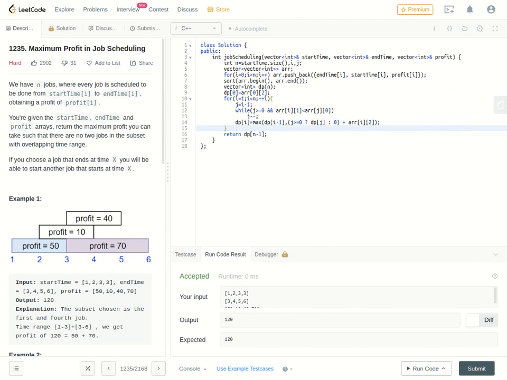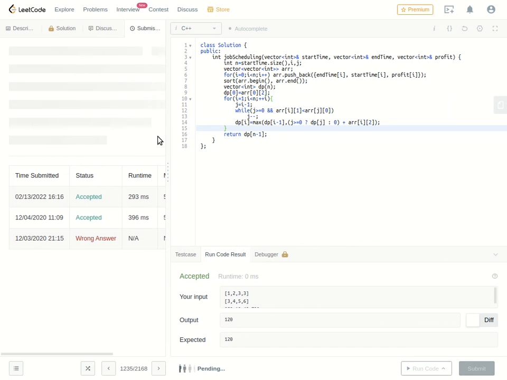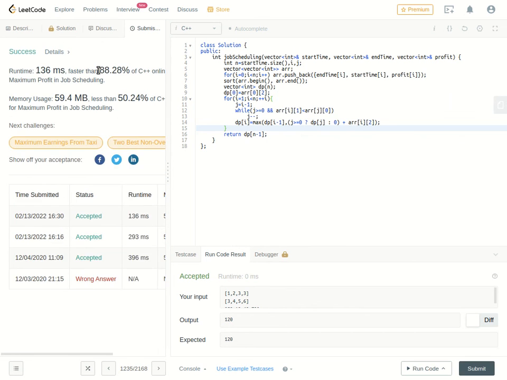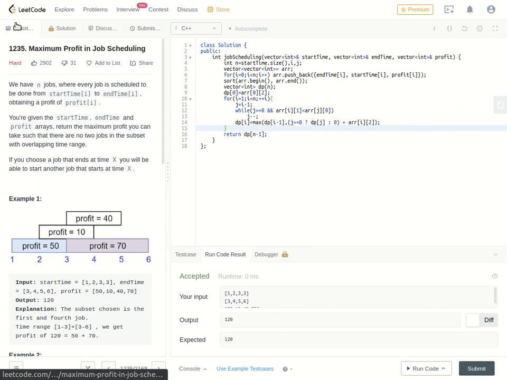Yeah, this output passes. Let's just check it for all the outputs. And it's accepted, and it beats 88% of the solutions.